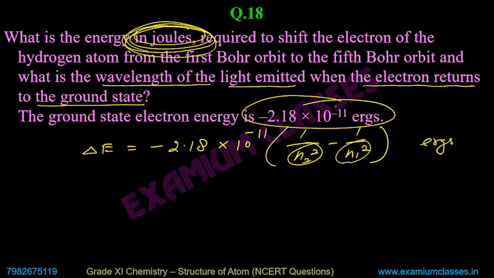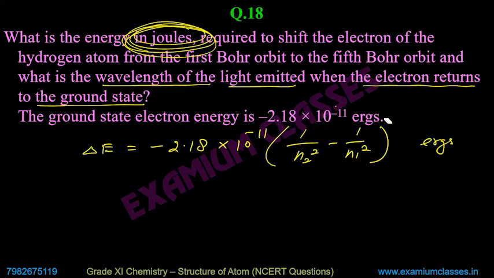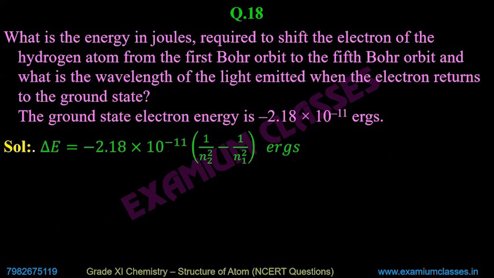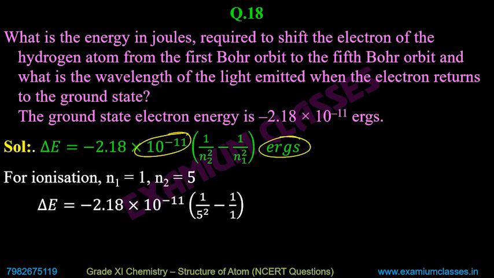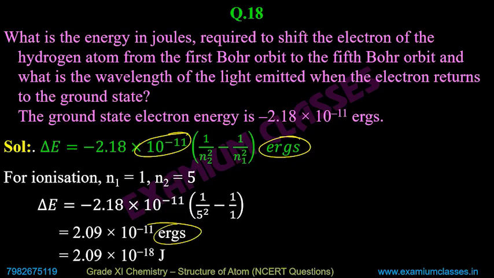Substitute n2 as 5, n1 as 1. You will get the answer in ergs. Multiply that by 10 power minus 7 to get the answer in joule. So make sure that you write the formula for ergs, substitute the values. Once you get it in ergs, then multiply by 10 to the power minus 7 to convert it to joule. Any confusion, you can let me know. No, sir.